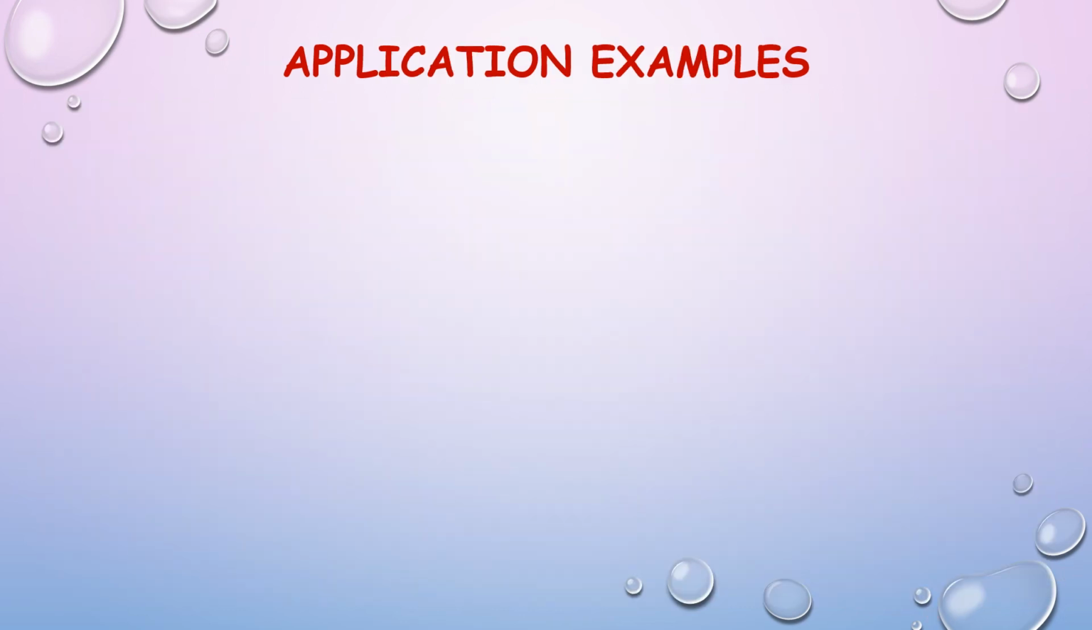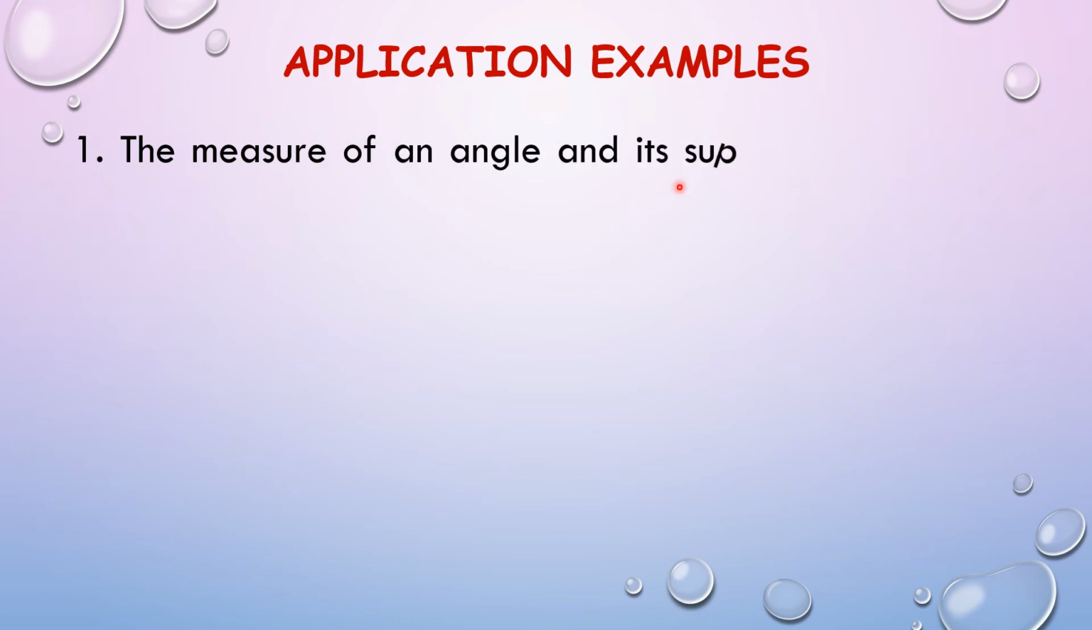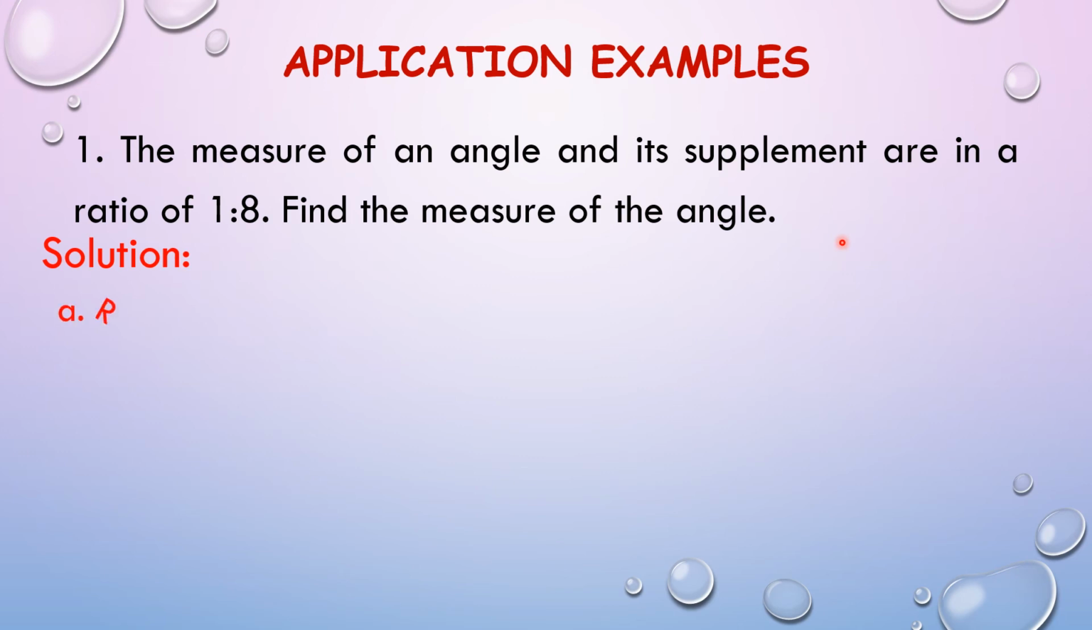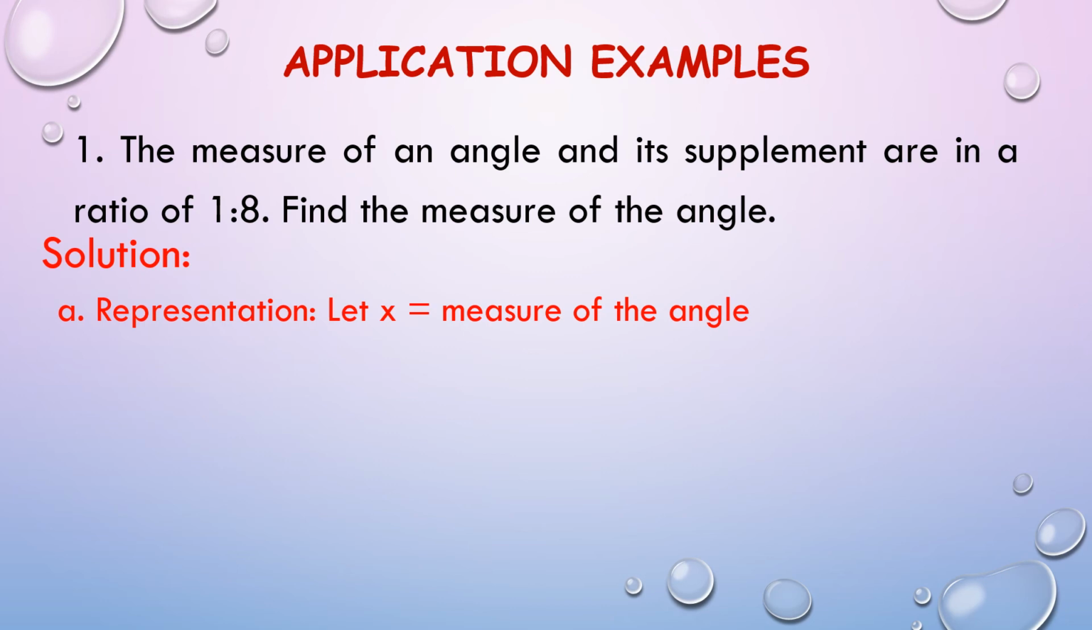Next, let's have examples. The measure of an angle and its supplement are in the ratio of 1:8. Find the measure of the angle. Remember, the supplement is 180 minus the measure of the other angle. So let's have our solution. This is how we are going to solve our problem. Let's start with the representation.